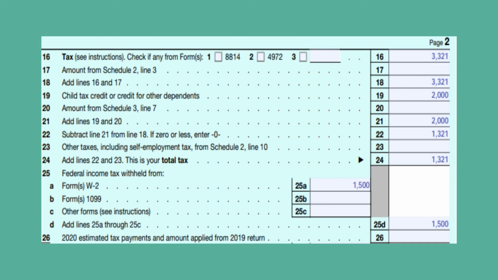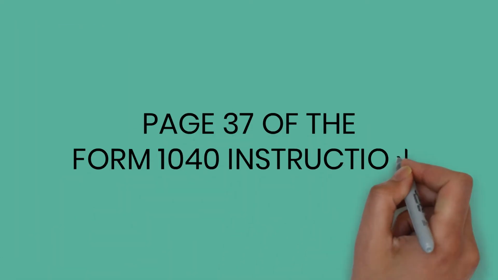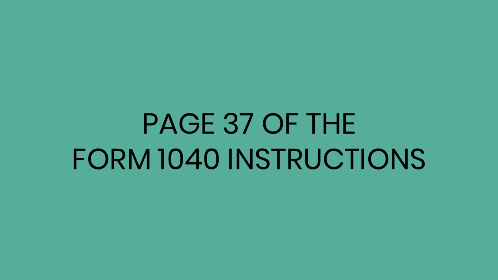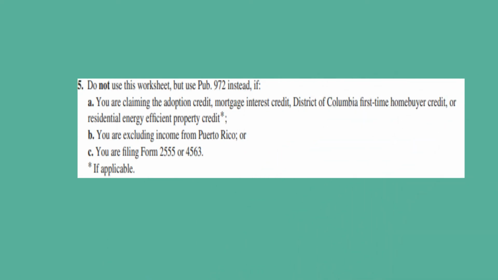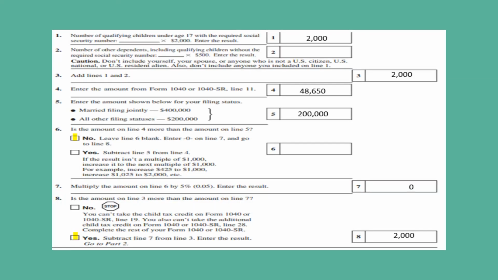Next, we will calculate your child tax credit. You can find the worksheet on page 37 of the Form 1040 instructions. There are a few examples when you would not use this worksheet, and they are listed here. On line 1, put $2,000 as you have one qualifying child. On line 2, it would be 0 as you have no other dependents. Add lines 1 and 2 together to arrive at $2,000 on line 3.